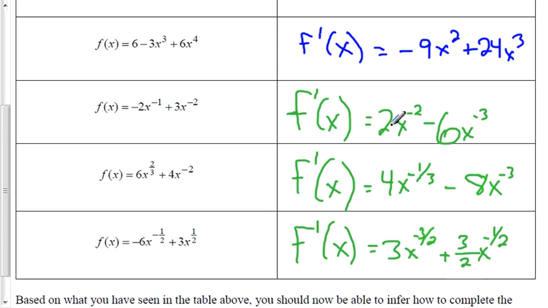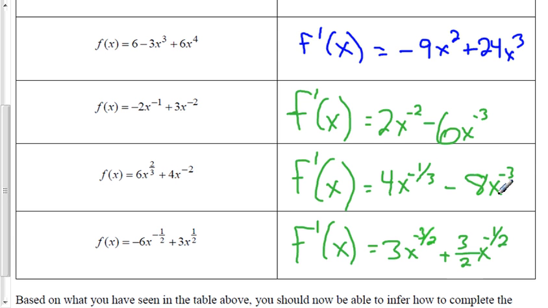Negative 1 times negative 2 is positive 2. 1 less in the exponent. So negative 1 minus 1 is negative 2. Negative 2 times positive 3 is negative 6, goes to x to the negative third. So 2 thirds times 6 is 4. 2 thirds minus 1 is negative 1 third.